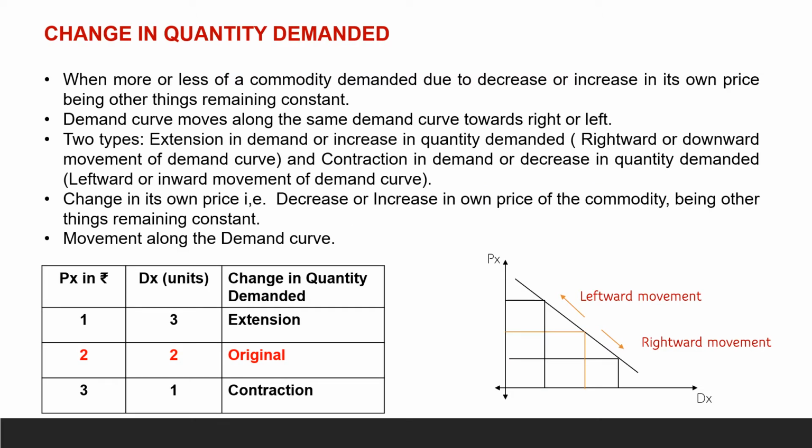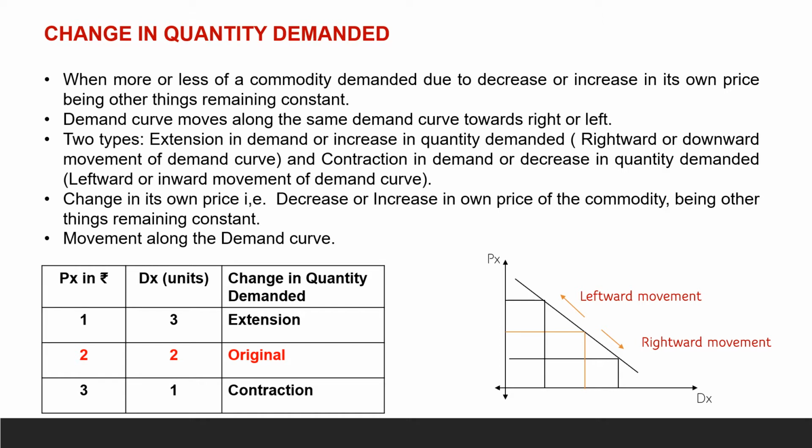Change in quantity demanded is defined as when more or less of a commodity is demanded due to decrease or increase in its own price, other things remaining constant. It is just the law of demand. More of a commodity is demanded when price decreases, and less of a commodity is demanded when its own price increases, other things remaining constant. So the law of demand is the change in quantity demanded.